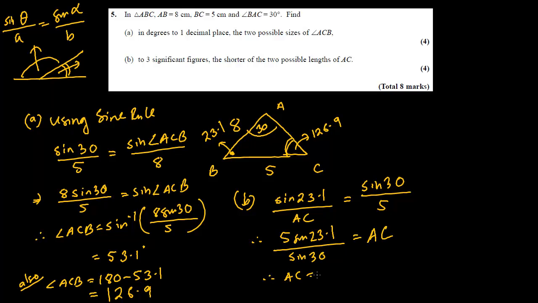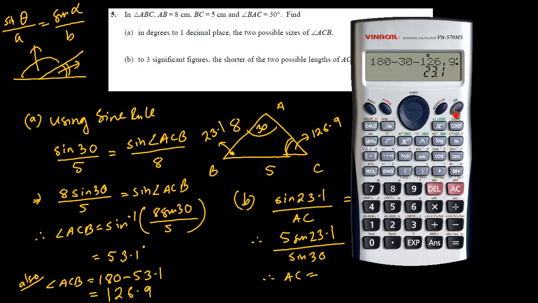Therefore, AC turns out to be, to three significant figures, sine 23.1 multiplied by 5 divided by sine 30, and that is 3.92 centimeters.